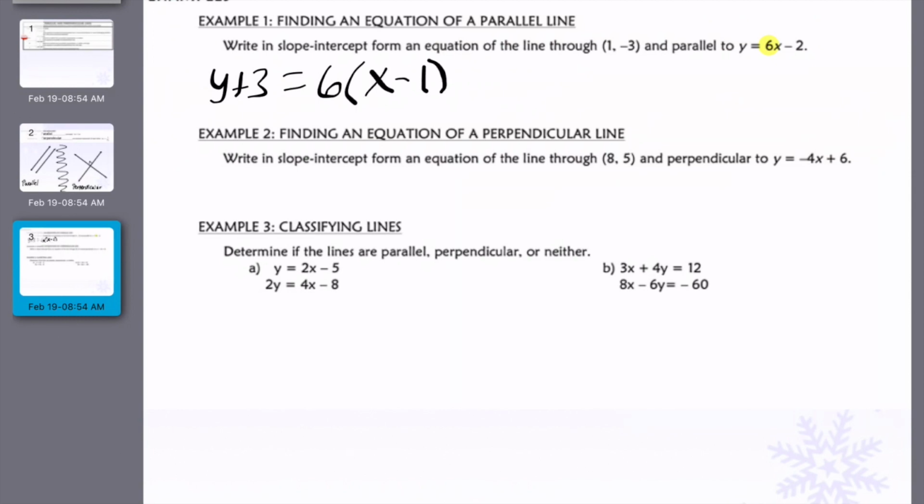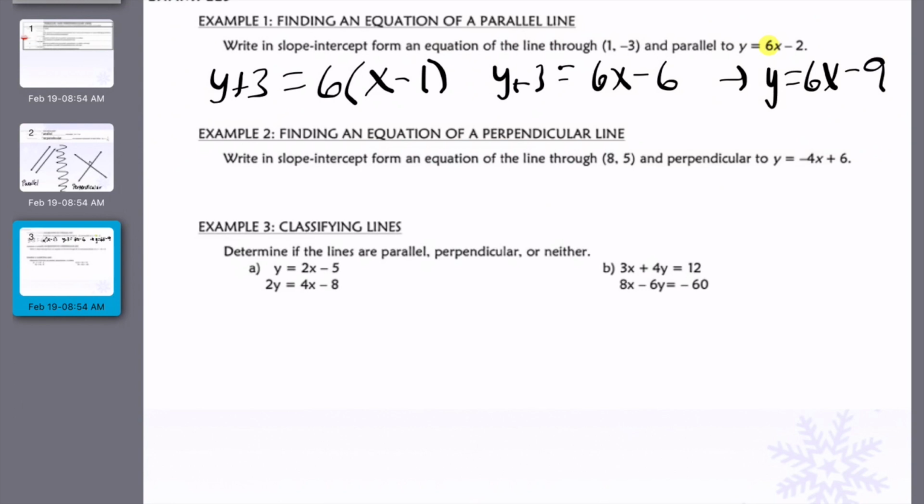Since it's parallel, I'm going to have the same slope, so it's going to be 6 times x minus 1. And I know you're saying, Mr. Gerber, they're asking for us to write this in slope-intercept form. We're just going to do some work to transform our point-slope form into slope-intercept form. So this is going to be y plus 3 equals 6x minus 6. And that will eventually transfer over to be y equals 6x minus 9.